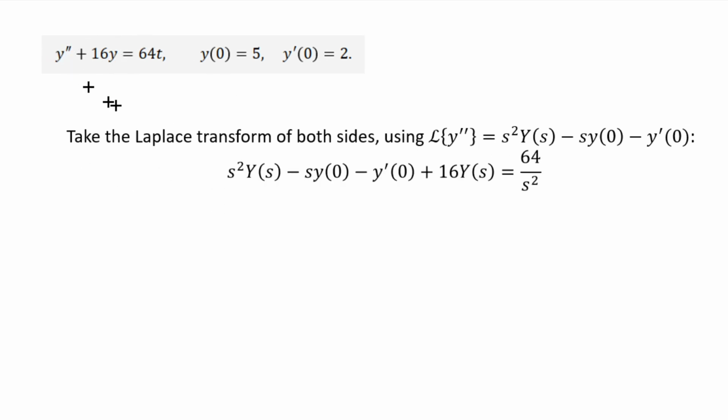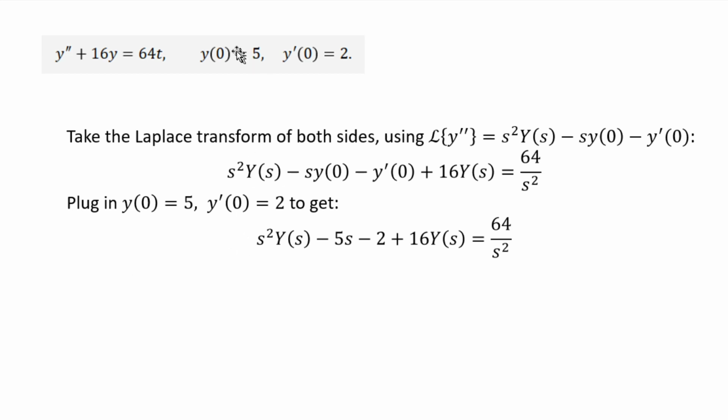The first y double prime will be replaced by this as written above, and then because y changes to capital Y of s when you take the Laplace transform, you have capital Y(s). And on the right side, t transforms as 1 over s squared. So this is what you get after Laplace transform.